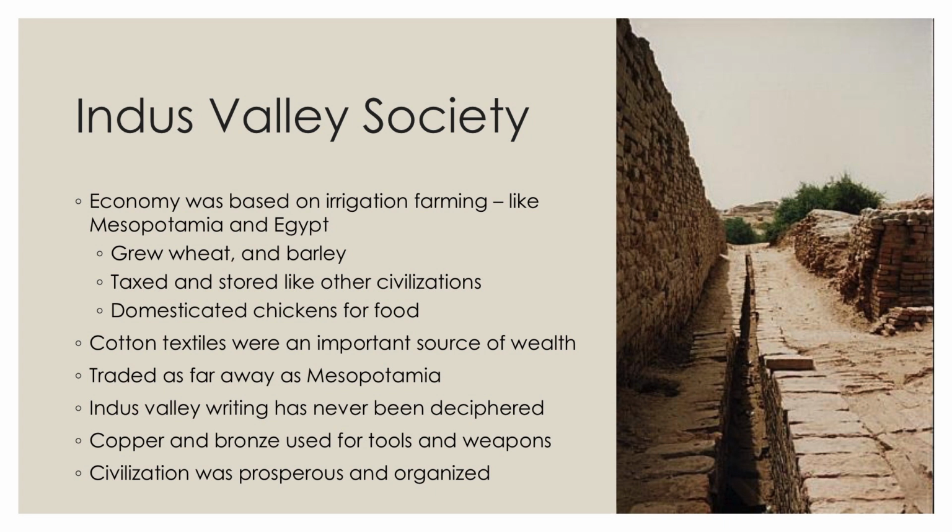Cotton textiles also provided a good source of wealth. They were able to weave cotton into cloth and sell it in trade with other civilizations. And they traded as far away as Mesopotamia, so all the way over between the Tigris and Euphrates rivers with the Assyrians. The Indus Valley also had a writing system. However, that writing system has not been deciphered yet.